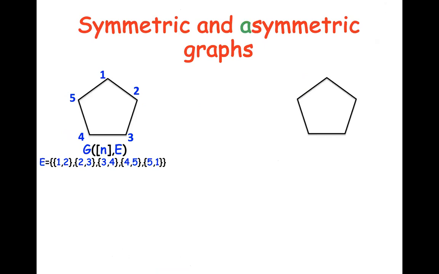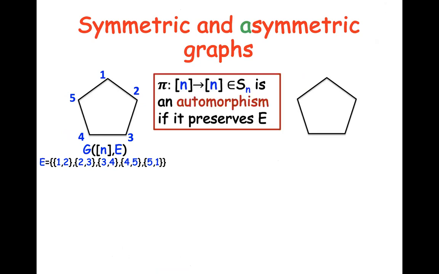This leads to explaining the important notion of asymmetric graphs and the distinction from symmetric graphs. So here's a pentagon again with a particular labeling and the edge set that comes with this particular labeling. And here's the same graph again. We say that a permutation of the vertex names is an automorphism if it preserves the edge set. So let's look at this example. Of course, the identity will always preserve the edge set because it doesn't move anything.